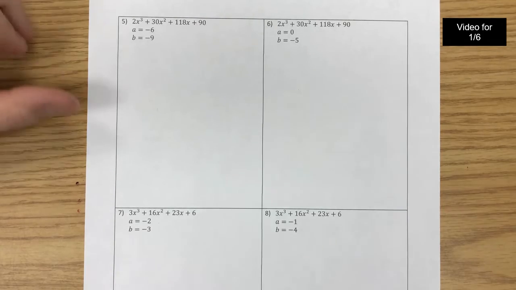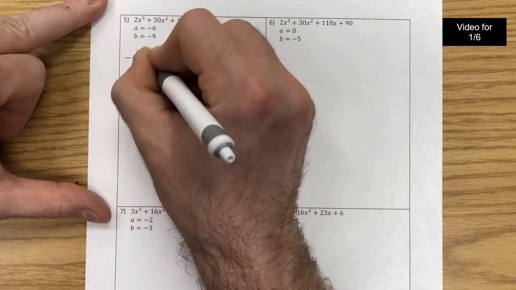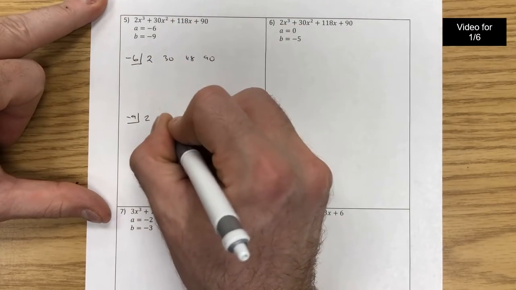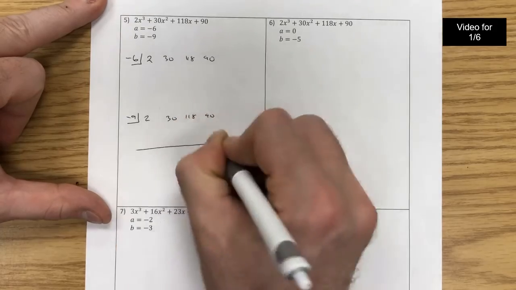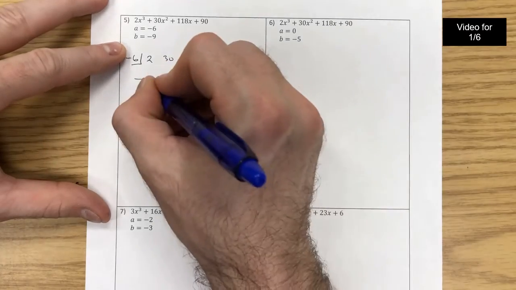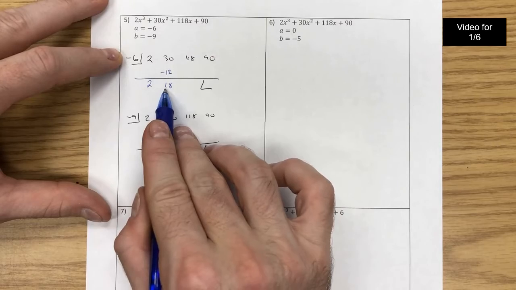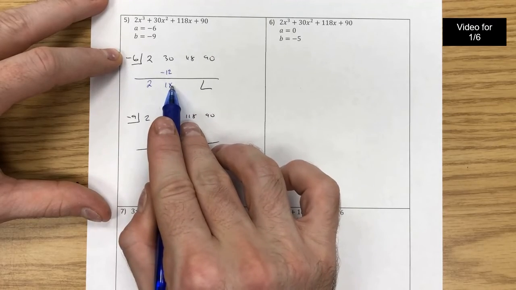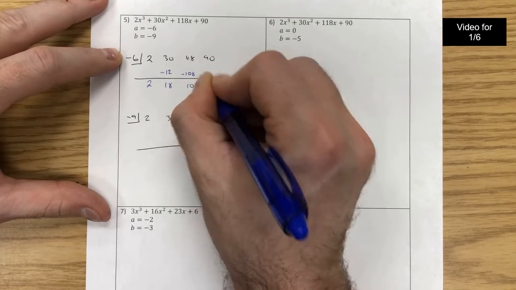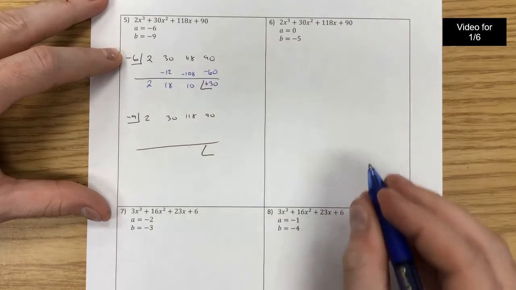Okay, assuming that you've moved forward with this, we're going to try out -6 and -9, with 2, 30, 118, 90, 2, 30, 118, and 90. Let's check. So for the first one, -12, 18. Let's see, that's going to be 60, and that's going to be 48. That's going to be 108, which is 10, and -60. So I get a positive 30.